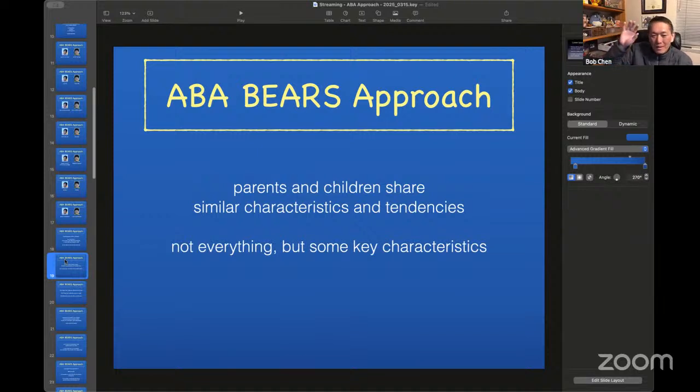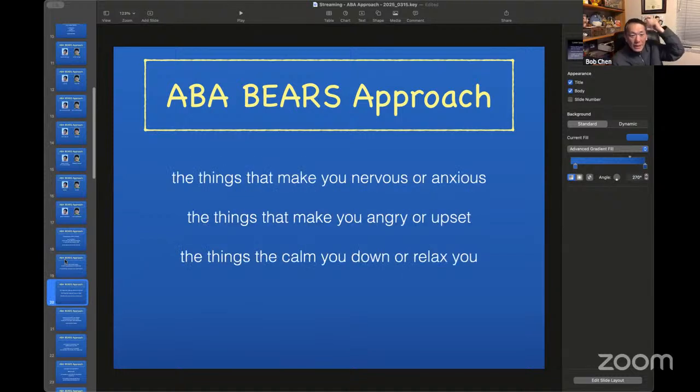So there are certain characteristics and tendencies that we have from our parents and our kids will get from us. Not everything, sometimes, but not all the time. But a lot of the things that your child has, the qualities that they have, come from either you or your spouse. Now, the good thing is that when you know what makes you nervous or anxious, when you know what gets you upset or angry, and you also know what things help to calm you down or relax you, it gives you a leg up.